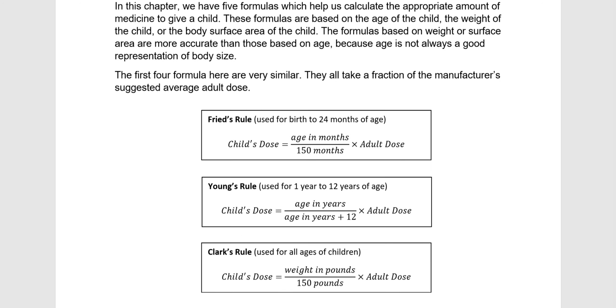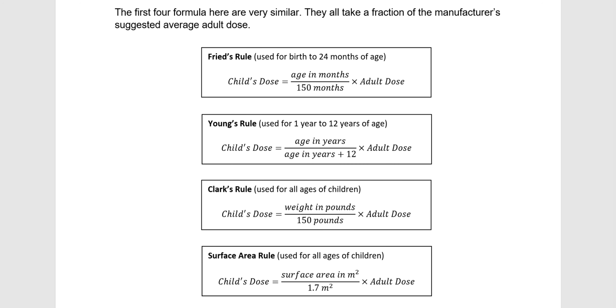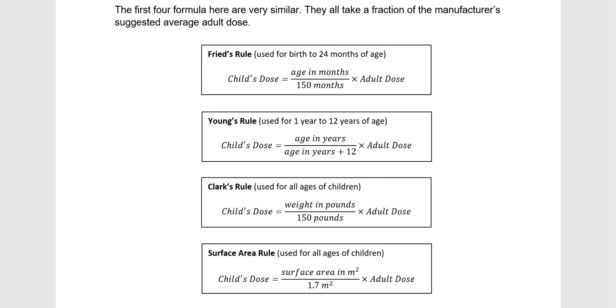So we're going to go over 4 formulas here first, and then the 5th one in a little bit. These are all pretty similar to each other. They're all taking a fraction of the manufacturer's suggested average adult dose. So the first one here, we have Freud's rule. This rule is used for children from birth to 24 months of age, or 2 years. The formula is: the child's dose equals the age in months divided by 150 months times the average adult dose.